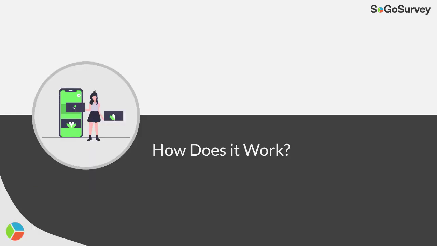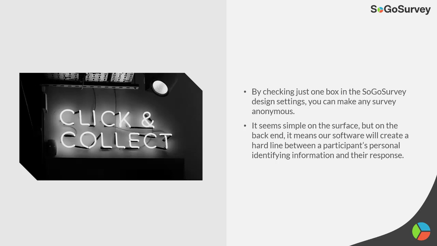So how does SoGoSurvey's anonymous survey feature work? Well, it's pretty simple. All you have to do is check one box in the SoGoSurvey design settings and you can make any survey anonymous. Now, it seems simple on the surface, but on the back end, it means that SoGoSurvey software will create a hard line between a participant's personal identifying information and their response.